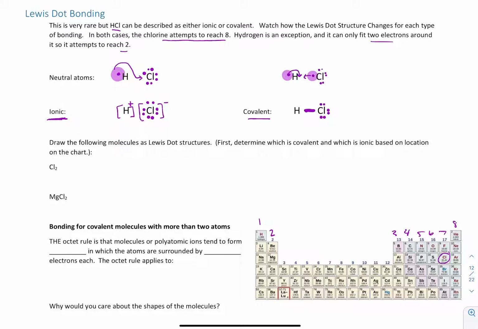So go ahead and draw the molecules as Lewis dot structures. So we have this one and this one. Determine which is covalent and which is ionic first based on the locations on the chart. I'll give you a pause. Pause the video and go ahead and draw those molecules or compounds.